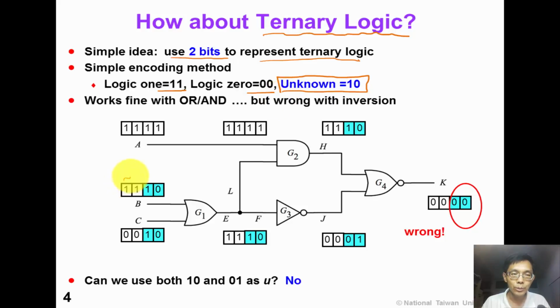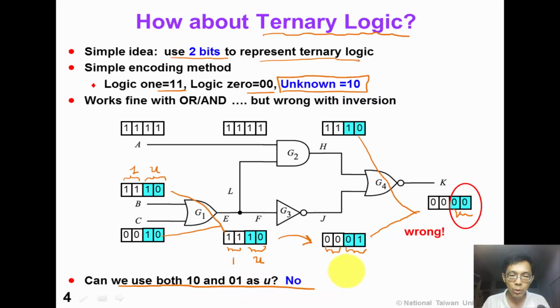For example, we can use 2 bits to represent one pattern. So the first pattern is 1, and the second pattern is unknown. After bitwise operation, the output of OR gate G1 is 1 and U. This is the correct answer. After the inversion, we will get 0, 0 and 0, 1, which is undefined in our encoding system. If we perform a 0, 1 with 1, 0, we will get 0, 0, which is a wrong answer. From this example, we can see that we cannot use both 0, 1 and 1, 0 as unknown. It does not work very well.